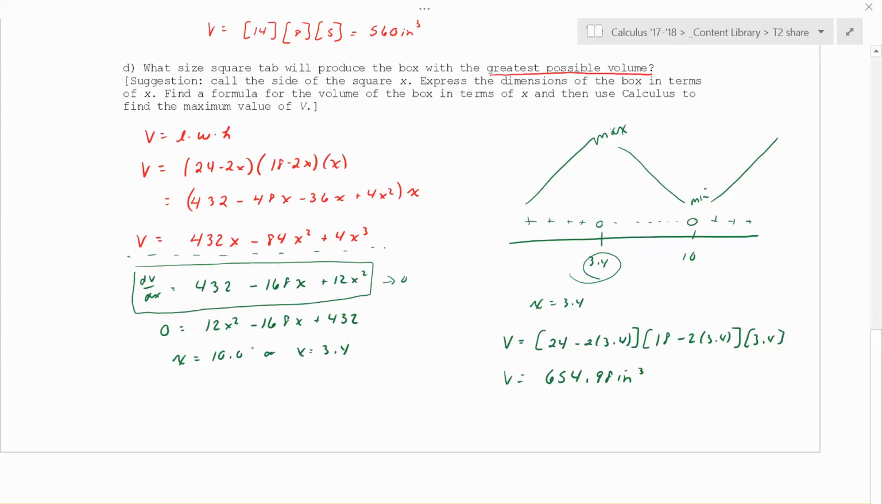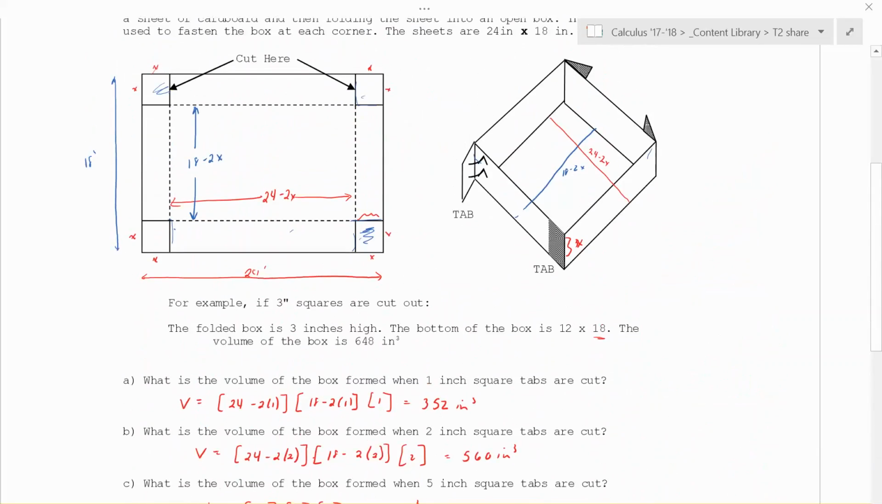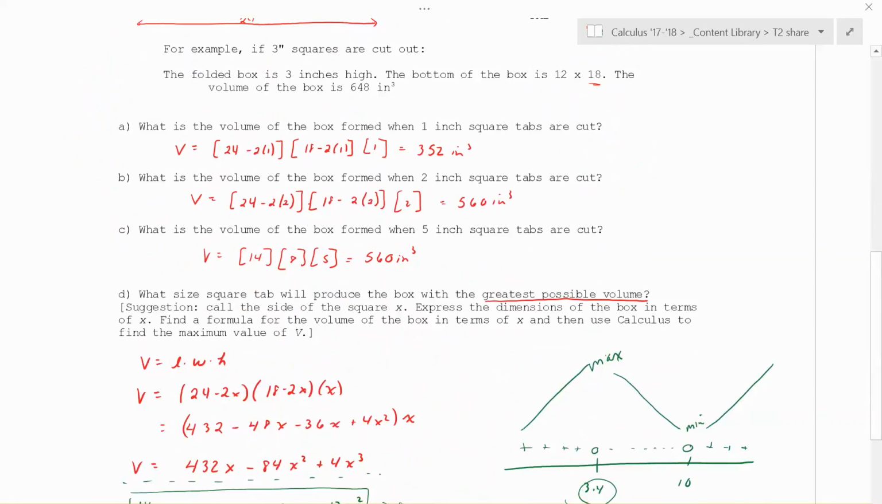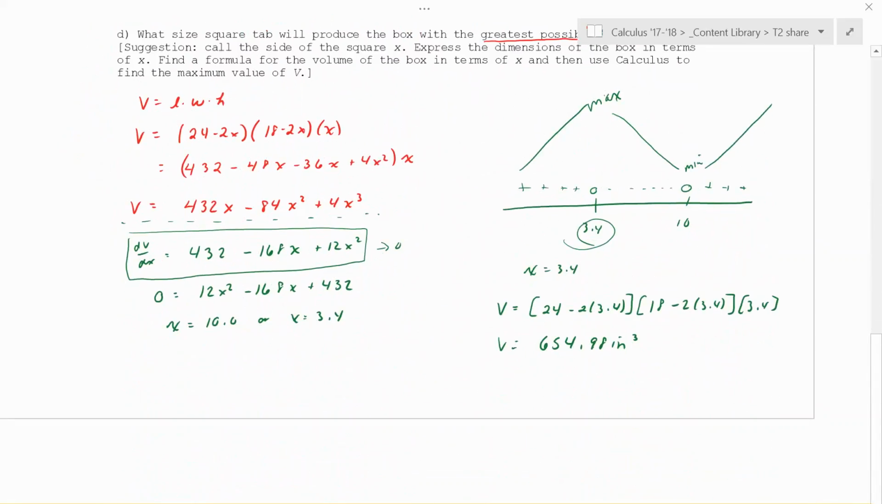Well, let's go back and just look at this 10 for a second. If x equals 10, if I cut off 10 inches, well, I don't have 10 inches to cut off. I'd be cutting off a total of 20 inches, and the side of my box is only 18 inches. So certainly I can't cut off 10 inches. That just doesn't make sense. X can't equal 10.